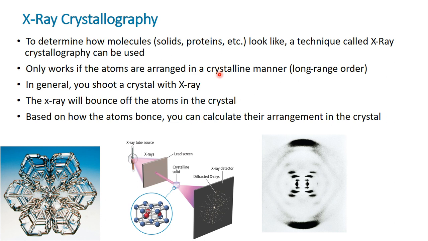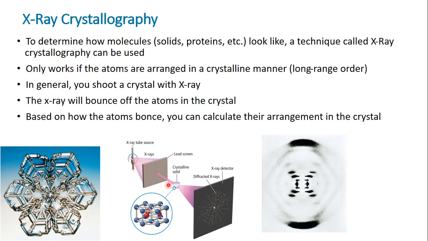Now, this will only work if the solid you are looking at is in a crystalline structure, as seen in the snowflake. And crystalline just means long-range order, or you have a pattern that's repeating over and over and over again. In general, what you do with X-ray crystallography is that you shoot a crystal with an X-ray. The X-ray will bounce off the crystal and you'll collect that, like on film.